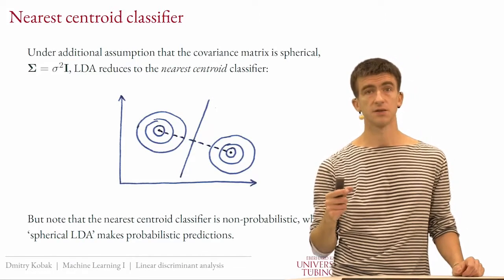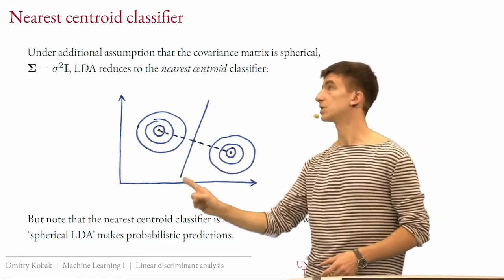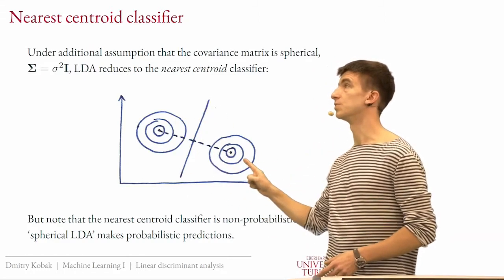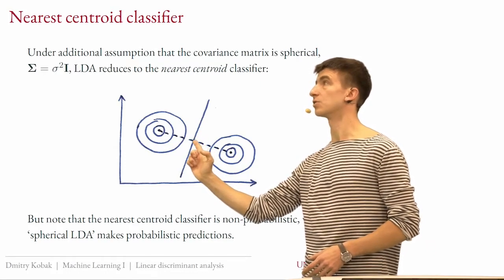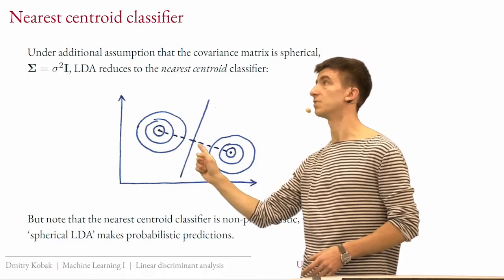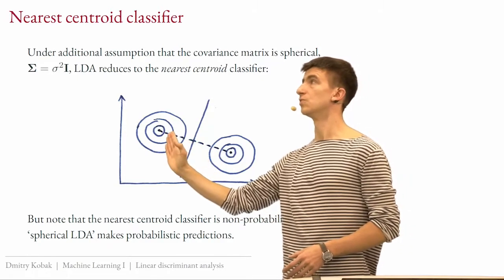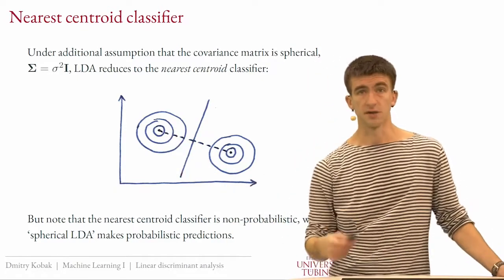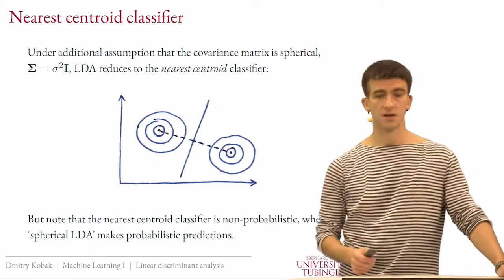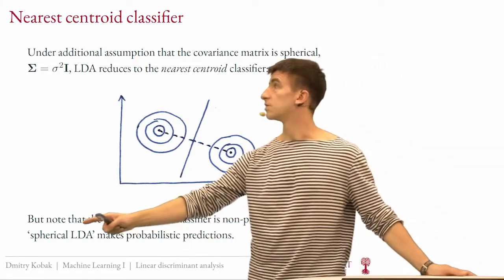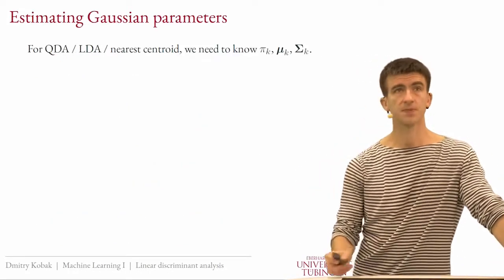Under the assumption that the priors are the same, right? If the priors were different, then the line would still be orthogonal, but it would shift. It would not cross this line in the middle. It's in the middle only because the priors for both classes are 50%. If it's much more likely that the points are from this class, because this class is much more numerous, then the decision boundary will move in that direction. And this will not be a nearest centroid classifier anymore. So that's, in fact, another difference here. Okay, and I put this spherical LDA in quotes because this is not, I think, a standard term, but one could call it like that.